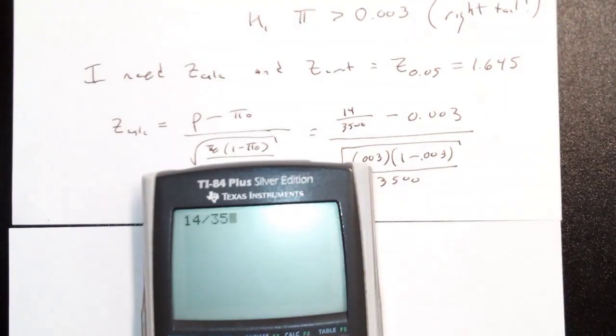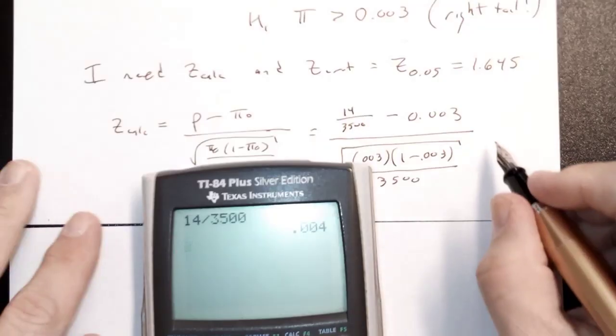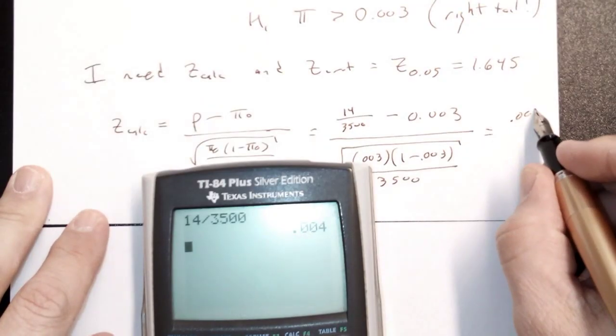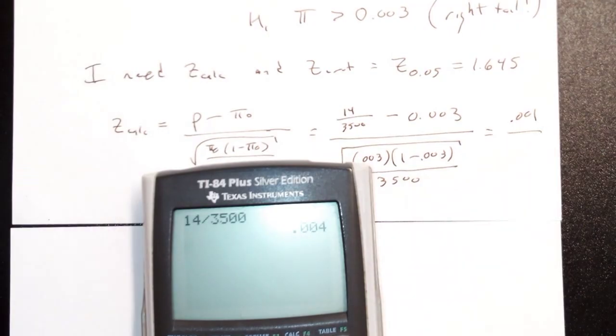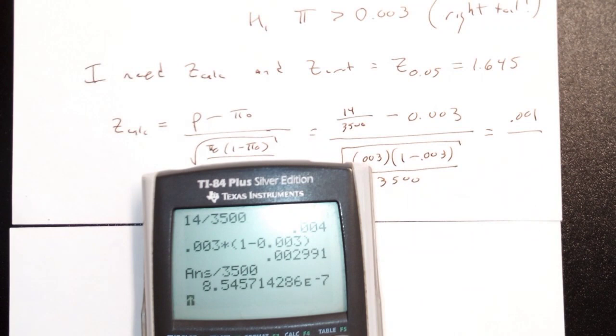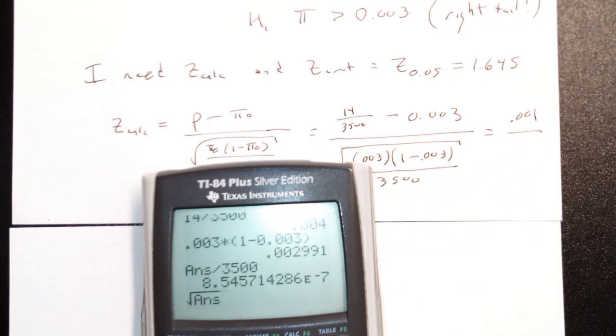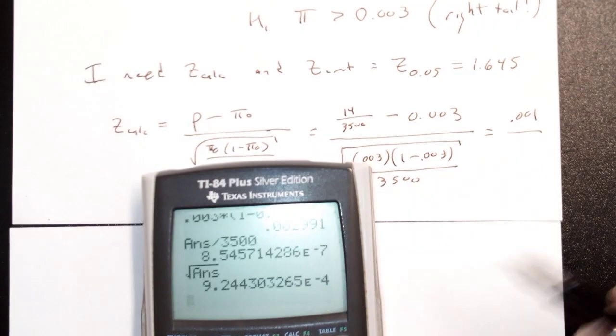14 divided by 3,500 is 0.004. So when I do the top here, I get 0.001. Then to do the bottom, it's 0.003 multiplied by 1 minus 0.003, divided by 3,500. Then I take the square root of that, and that goes on the bottom here, so 0.001 divided by that number.